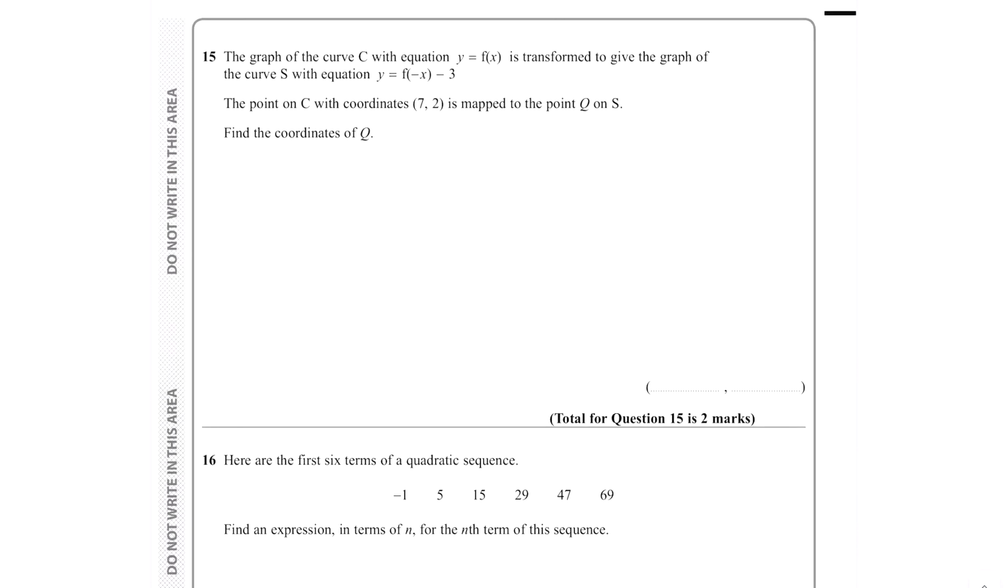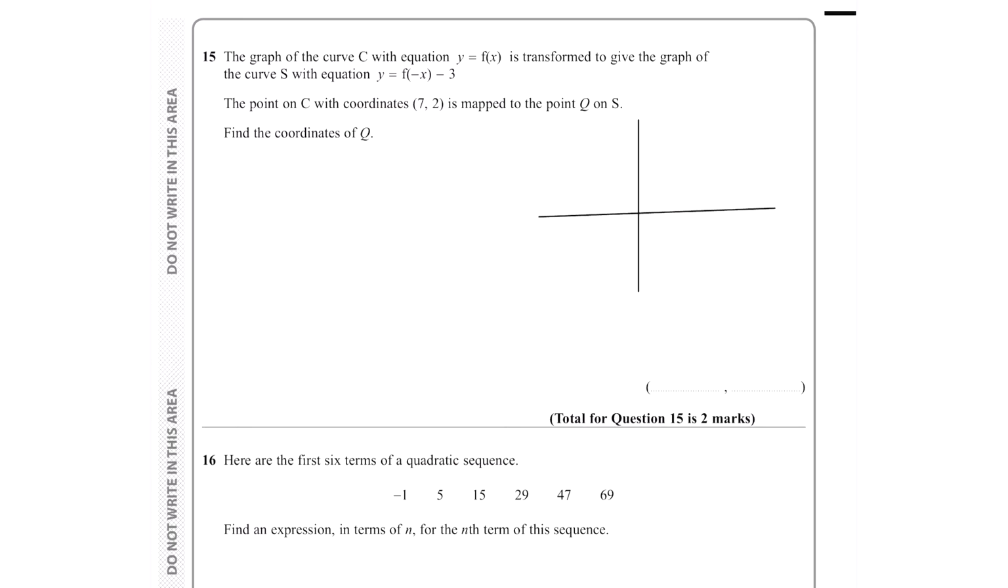15. The graph of curve C with equation y is equal to f of x is transformed to give the graph of curve S with the equation y is equal to f of minus x minus 3. The point on C with coordinates 7, 2 is mapped to the point Q on S. Find the coordinates of Q. Okay, seems like a very confusing question, but a graph will help us here.